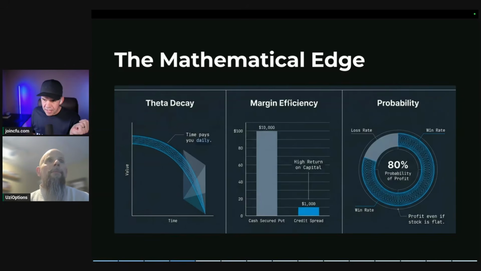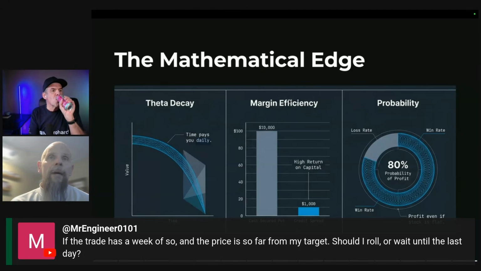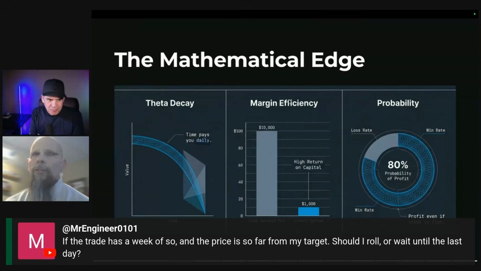We got a trade question here from Mr. Engineer. If the trade has a week or so and the price is so far from my target, should I roll or wait until the last day? What are your thoughts on that one, Uzi? When to roll and when to manage is still debated by some of the best traders, including, let's just say, Tastytrade. These are some of the smartest traders in the world. Tom Sosnoff and his partners have done a lot of back testing, and they've spoken on it. They have said that they believe the best management is at 21 days.